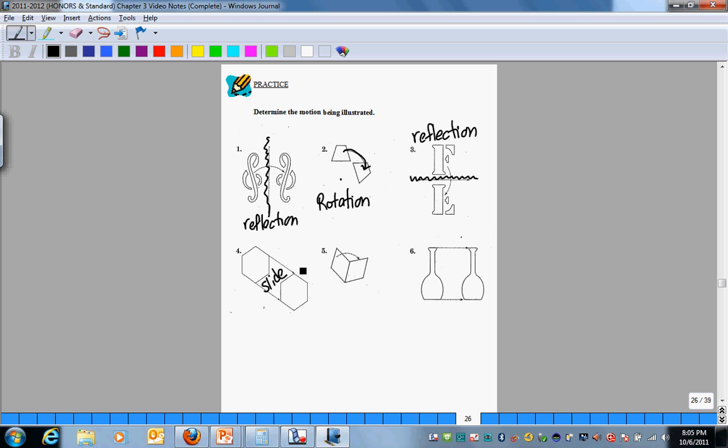Number 4, the image has slid at a diagonal, so this is a translation. Number 5, again, a mirrored image, so this would be a reflection. Number 6, the image was simply slid to the right, so this would be a translation again.